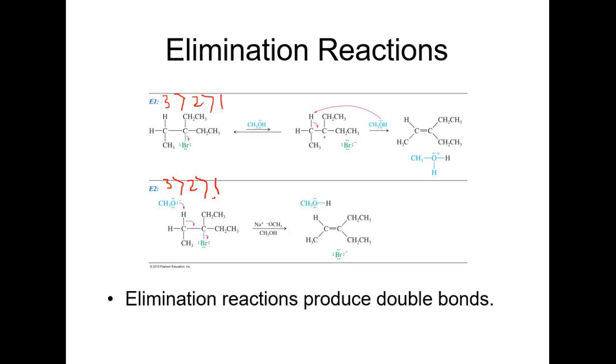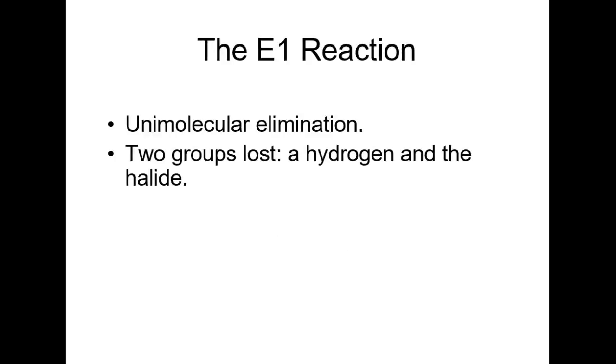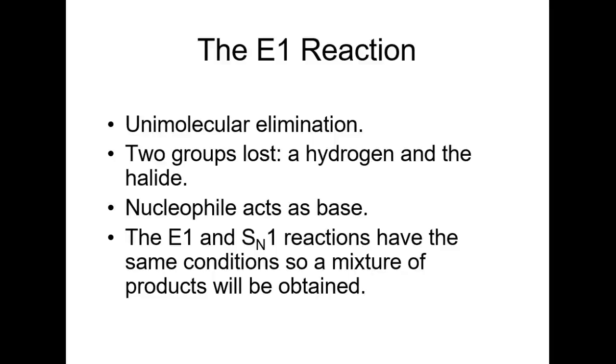All right, so elimination reactions produce double bonds, also called dehydrohalogenation. Let's first talk about the E1 reaction. Unimolecular. Two groups lost, a hydrogen and a halide. The nucleophile acts as a base because it's plucking off hydrogens. E1 and SN1 reactions have the same conditions, so a mixture of products will be obtained. When you do an SN1 reaction, you actually get a little bit of the E1 product. You can't just say, I just want SN1, I don't want any eliminated product.